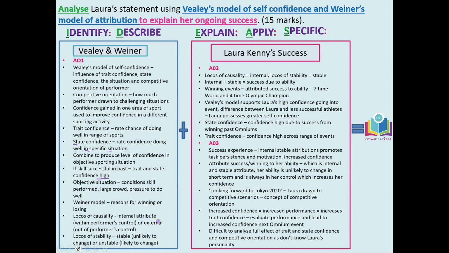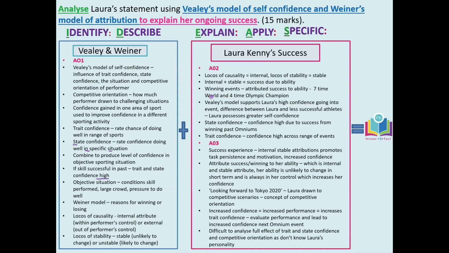Going over to AO2 then, so let's link these two bits together. So the locus of causality, well, that's going to be internal. It's going to be within the performer's control. Then we've got our locus of stability. Well, it's going to be stable. It's unlikely to change. Because it's internal and stable, the success will be down to Laura's ability, winning her events. She's attributing her success to her ability. She's seven-time and four-time Olympic champion, so you can quote that from that statement.